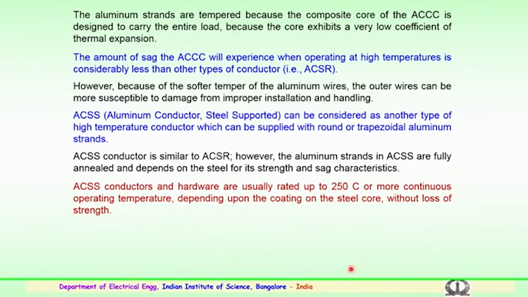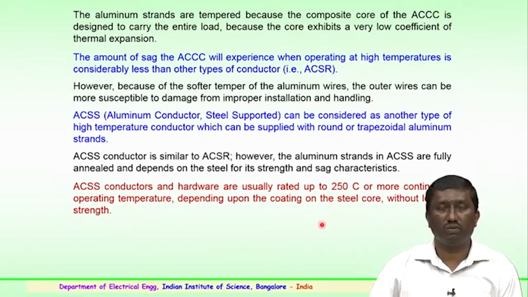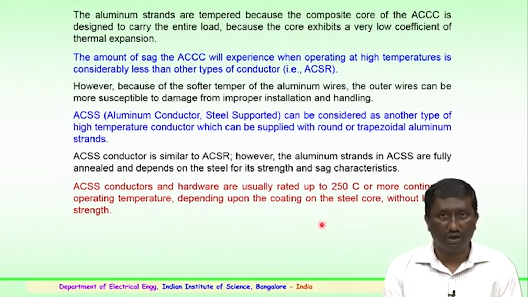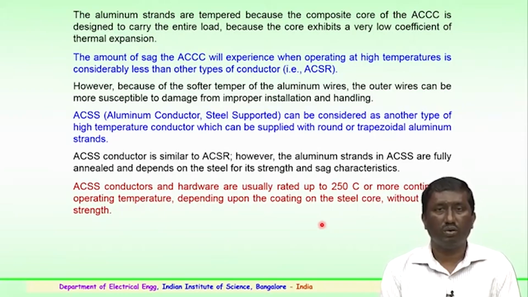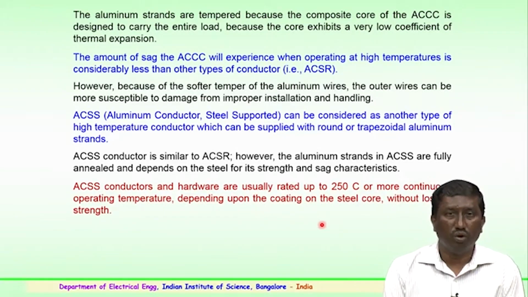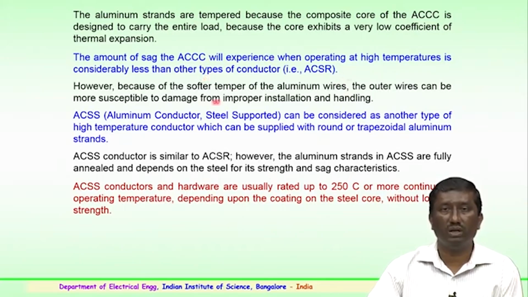Here the aluminum strands are tempered because the composite core of the high temperature conductor, or ACCC conductor, is designed to carry the entire load, because the core exhibits a very low coefficient of thermal expansion. That is important, as this helps the conductor to operate at a higher temperature. The amount of sag that the high temperature conductor will experience when operating at high temperatures is considerably less compared to other conductors like ACSR and several other types of conductors used for transmission. So, this is an important point to be considered.